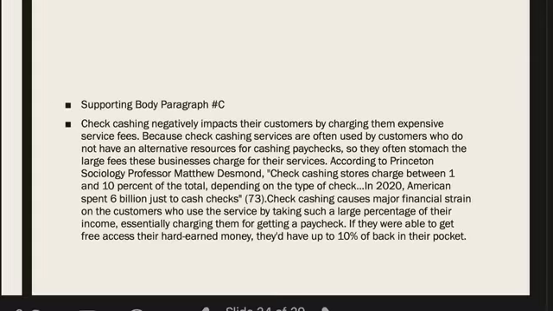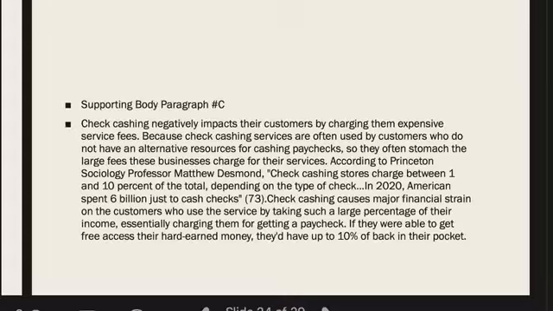Check cashing negatively impacts customers by charging them expensive service fees. Because check cashing services are often used by customers who do not have alternative resources for cashing their paychecks, they also often stomach the large fees these businesses charge for their services. According to Princeton sociology professor Matthew Desmond, quote, check cashing stores charge between 1 and 10% of the total, depending on the type of check. In 2020, Americans spent $6 billion just to cash checks, unquote, citation.